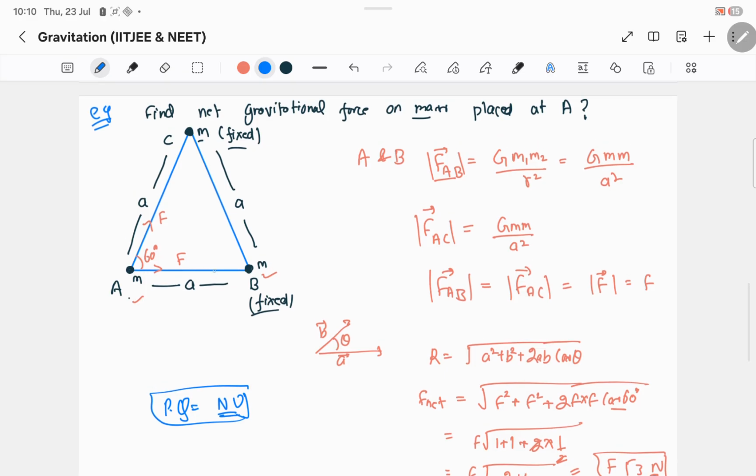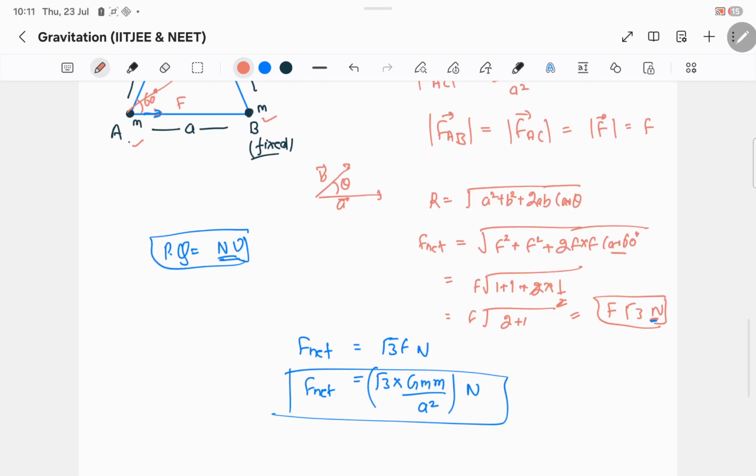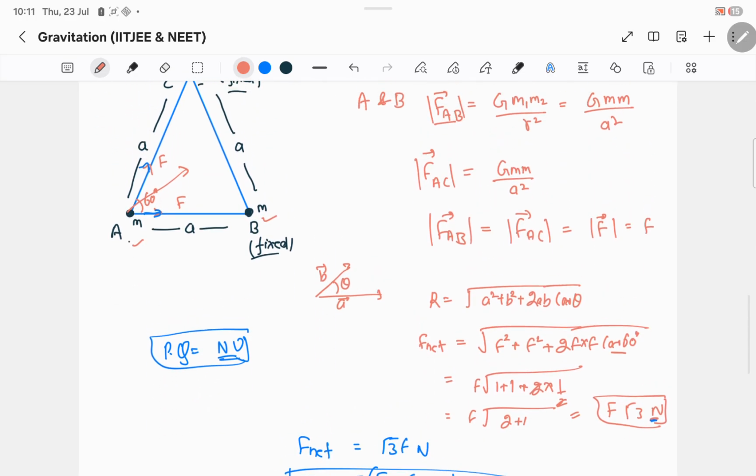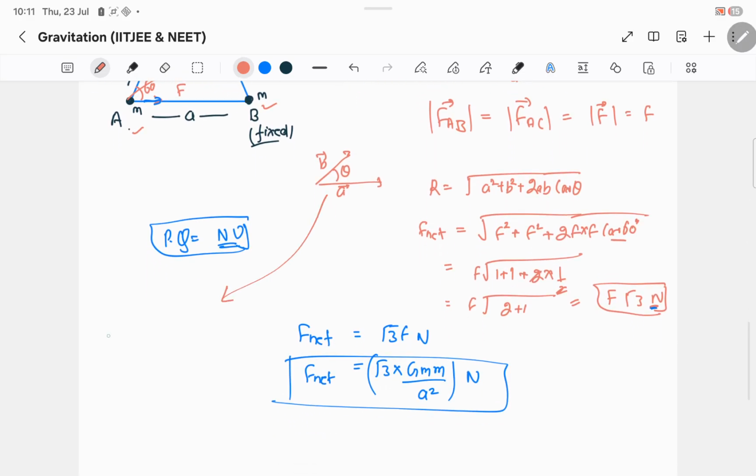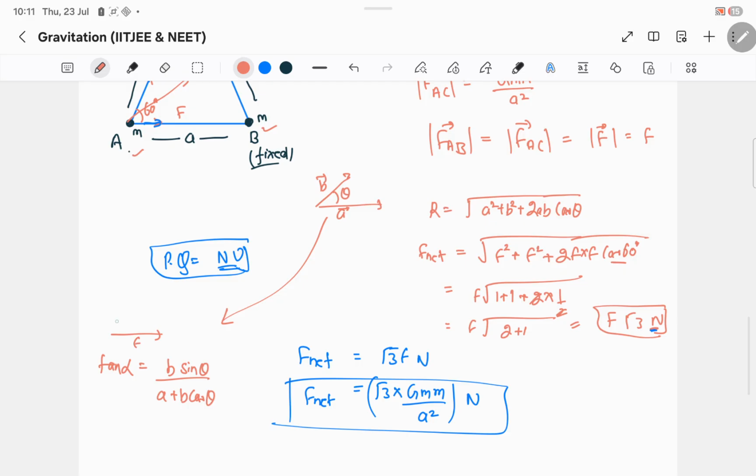Again you can see this particle will attract in this direction, and this will be attracting in this direction, so the resultant will be somewhere here. So the resultant magnitude we found. You can also find the direction, and if you remember using this same formula, how will you write the direction? Tan alpha will be b sin theta over a plus b cos theta. Here a and b mean the vectors, this is F, this is also F, and the angle is 60.